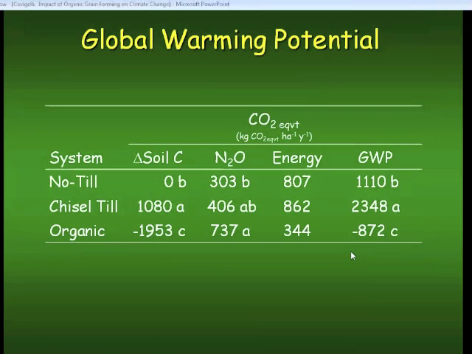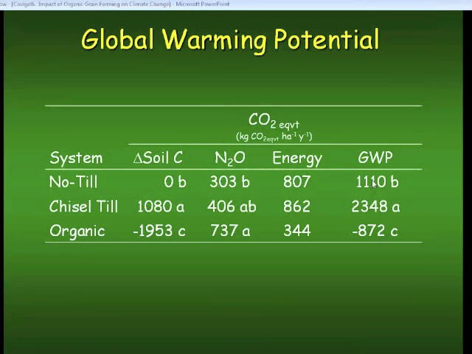Okay, so this is one of the final data slides, showing what our final calculations are. Here are our three components of our global warming potential: change in soil carbon, N2O emissions, for which I just used the 2008 data because that's the only year we have corn, soybean, and wheat, and then CO2 emitted from energy use. We've added those up to calculate global warming potential over here. And what do we see? Chisel till has the highest global warming potential.